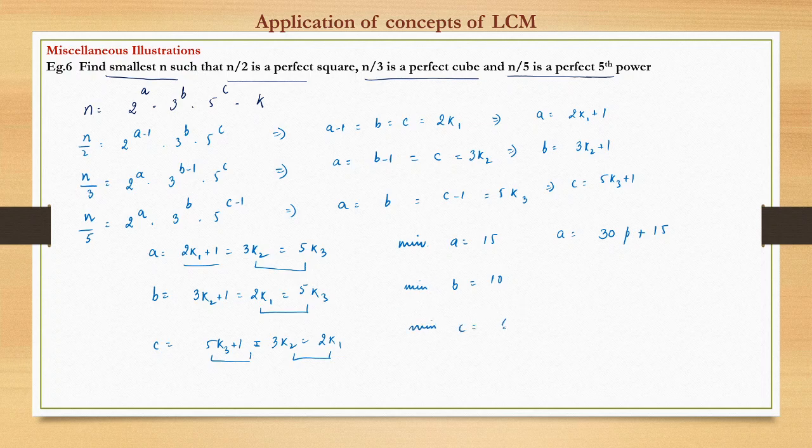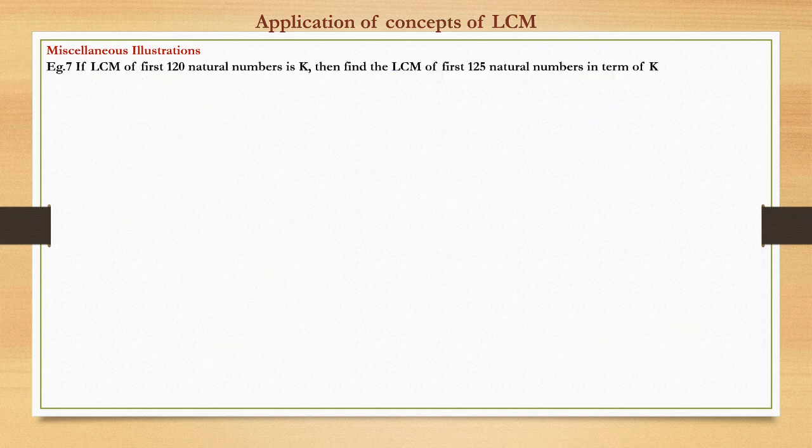So we now know that n can be written as, and since we have to find the minimum n, the indexes of all the prime numbers, that is a, b, c, have to be minimum. So n can be written as 2 raised to power 15 into 3 raised to power 10 into 5 raised to power 6 and into k, but since n has to be minimum, k we will take as 1. So this is the minimum n, this is the answer. This way we'll solve this question. Now we'll look into another example.